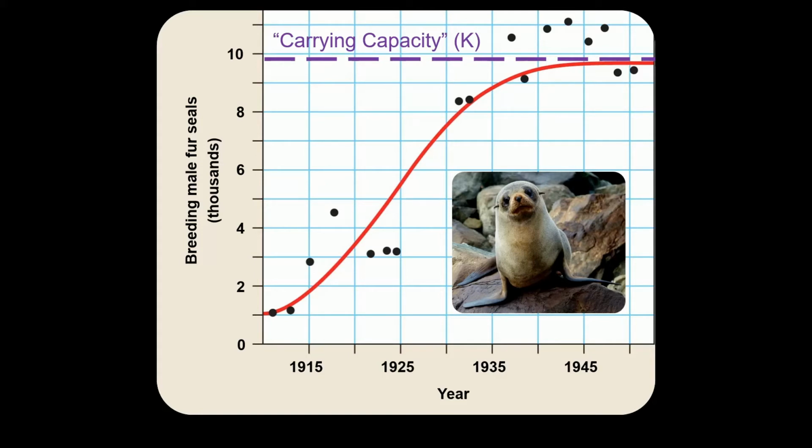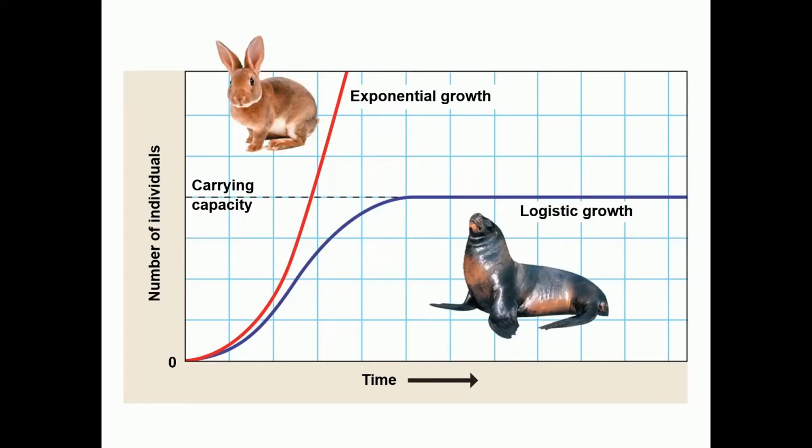Now compare that with the exponential growth model that we saw in the earlier example. As you can see, the logistic growth curve shape is J-shaped at first, but gradually levels off to resemble an S. The logistic growth model predicts that population growth will slow and eventually stop as population density increases, that is, the number of individuals in a given area of space.